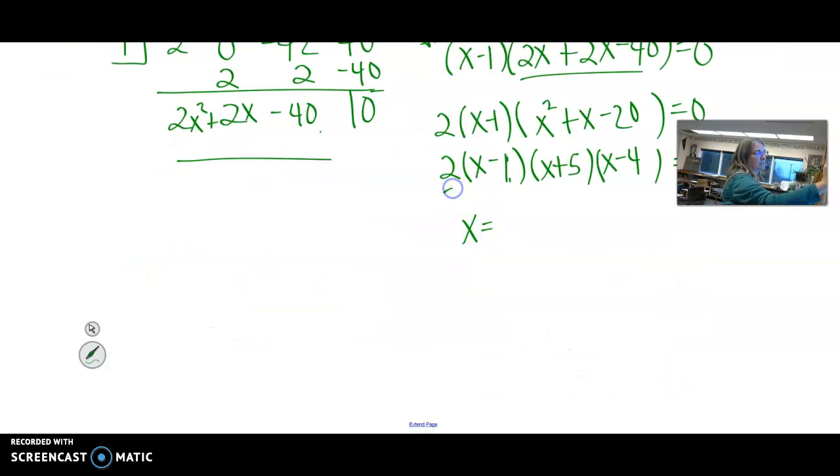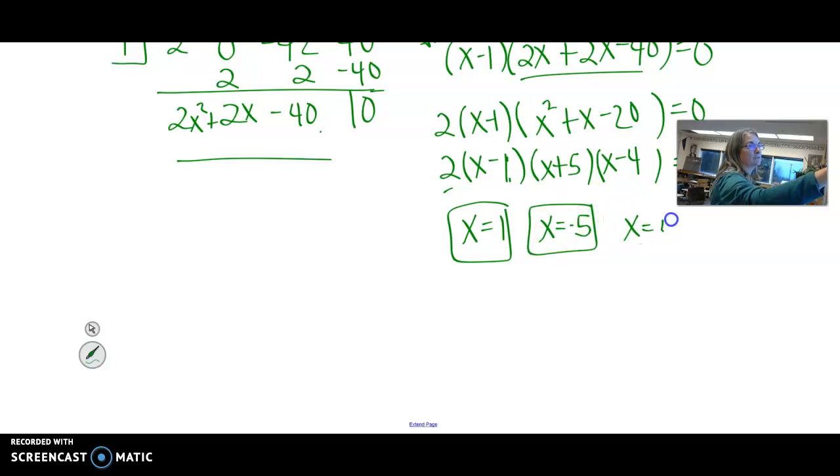2 will never be 0, so I don't have to worry about that. X minus 1 is 0 when x is 1. X plus 5 is 0 when x equals negative 5. And x minus 4 is 0 when x is equal to 4.